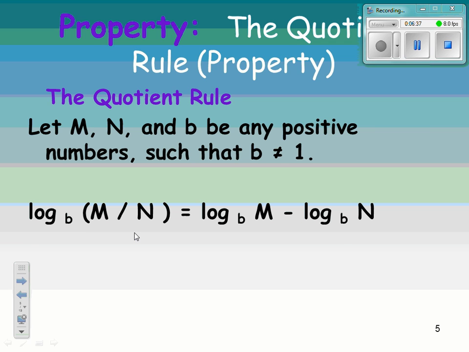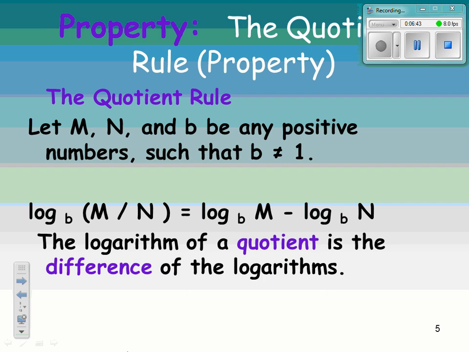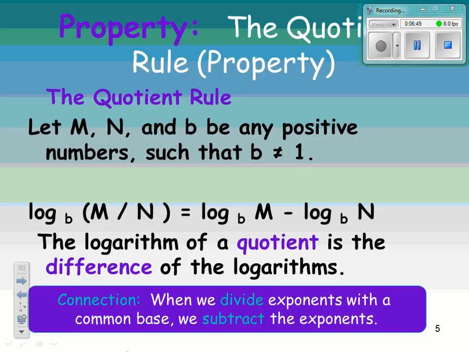Okay, so here's what it looks like. The logarithm of a quotient, meaning we have division, is the difference of the logarithms. If you think back to when we were talking about exponents, when we were dividing with exponents, we subtracted them. Well, this is the exact same thing. When we're dividing with logarithms, we're going to subtract them as well. So let's see what that looks like.